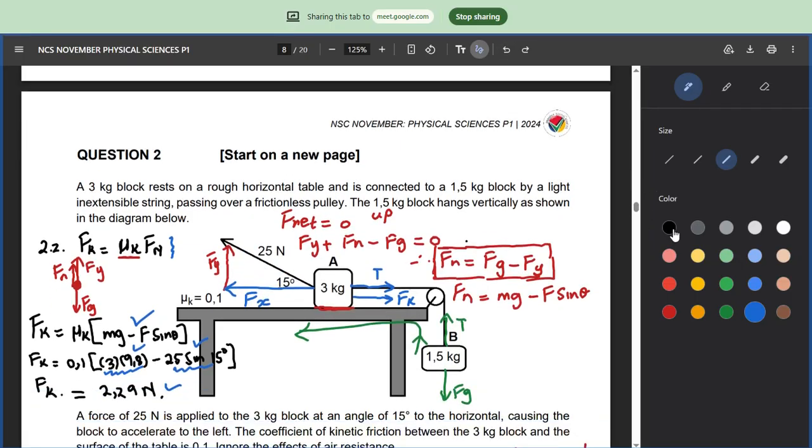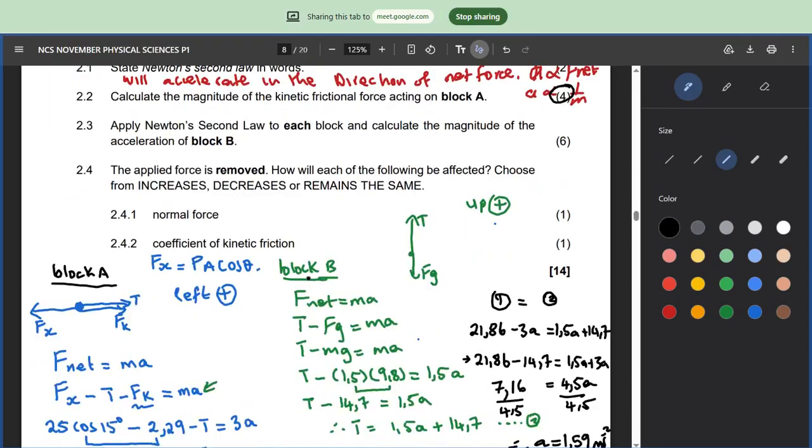I mean, the applied force is removed. So if the applied force is removed, it means we are removing everything here. Do you understand? Even the horizontal and vertical components, everything is removed. So in the equation for normal force, we no longer have the Fy. So meaning the Fg is no longer reduced. If the Fg increased, also the normal force increased, because we're no longer subtracting anything from Fg. This tells you that the normal force will increase.